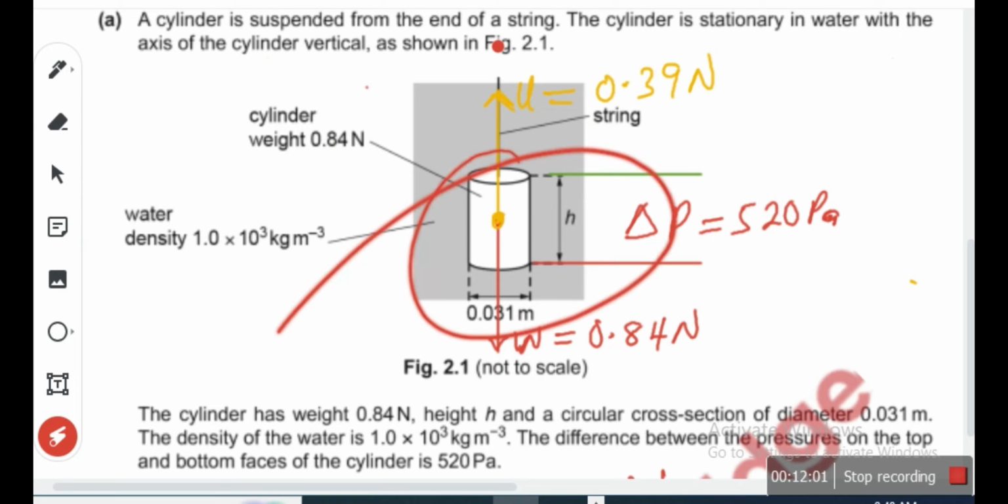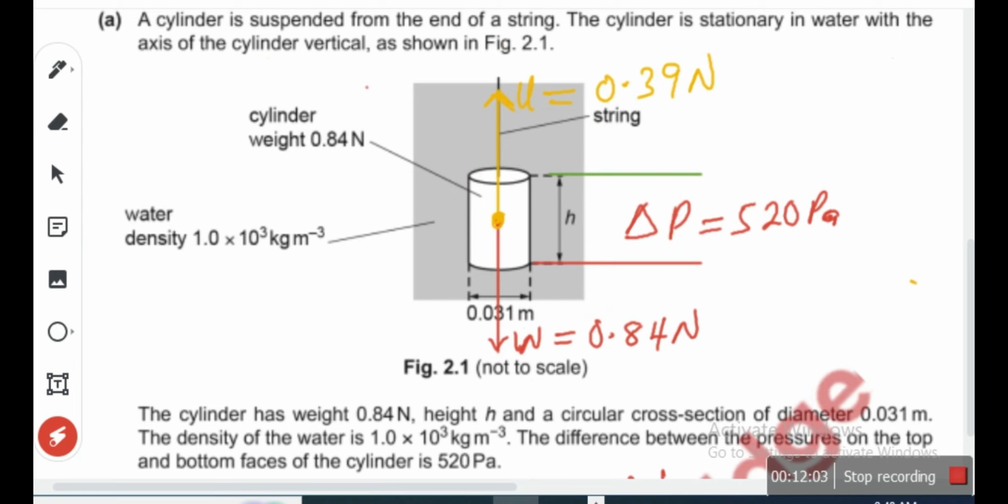So what does that tell you? But this thing is in equilibrium. Yes. This stuff we are told is stationary. Look at it. Read it. The cylinder is what? Stationary in water, meaning that it is balanced. But these two forces are not balanced yet. So what does that tell you? There must be another force acting in what direction? Beautiful. There must be another force acting upwards.